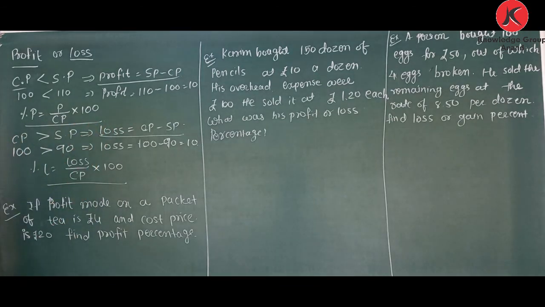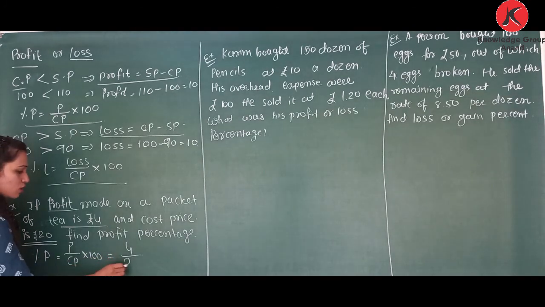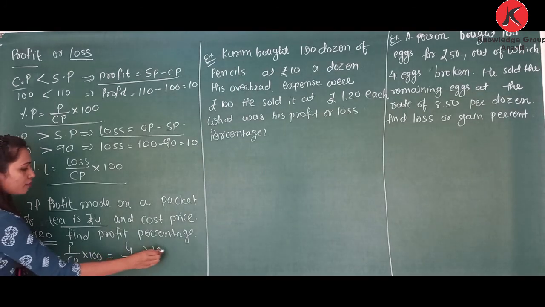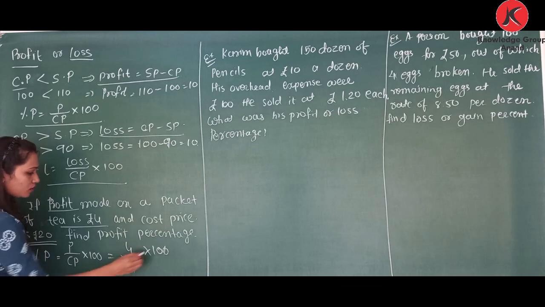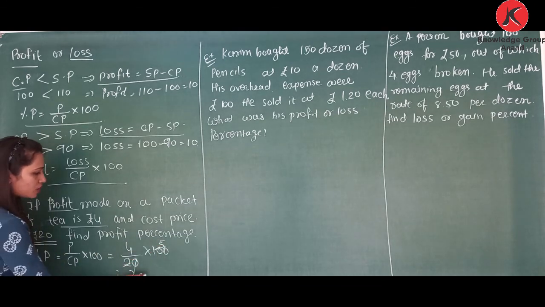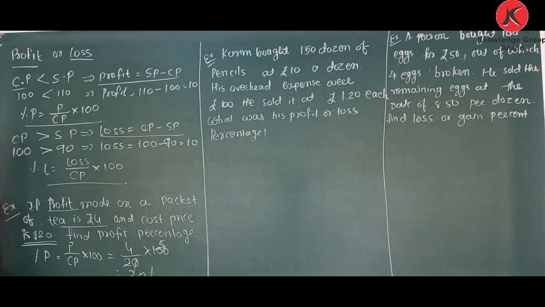Okay. Now let's take some examples. The profit made on a packet of tea is 4 rupees, and the cost price is 20 rupees. Find the profit percentage. Directly we can use the formula because cost price is given. Profit is 4 rupees, cost price is 20 rupees, multiply by 100. So it is 20% profit.